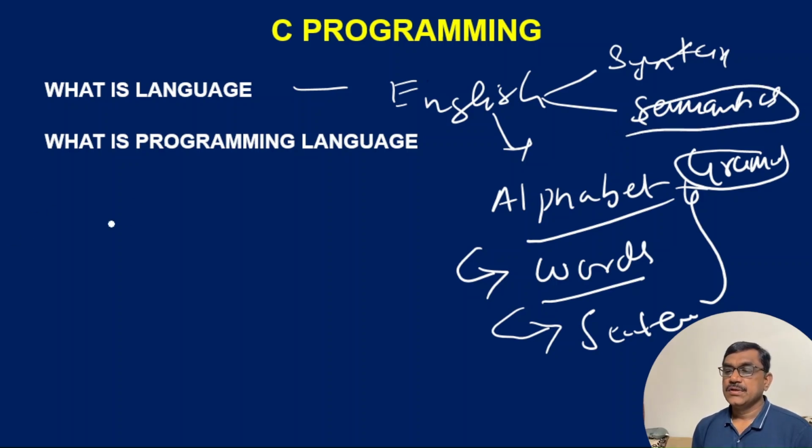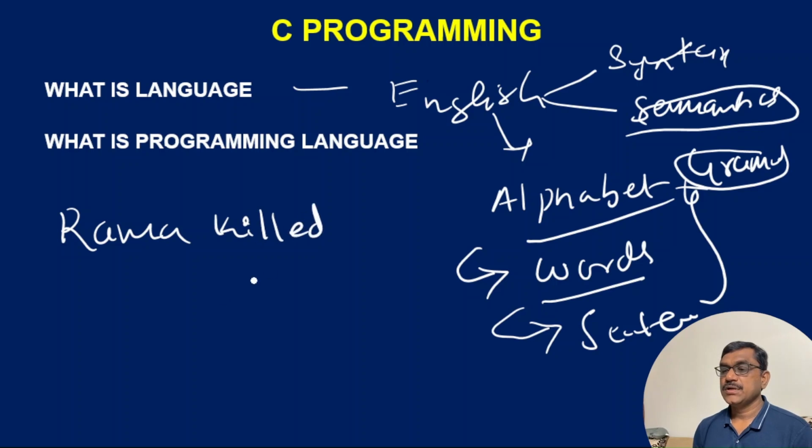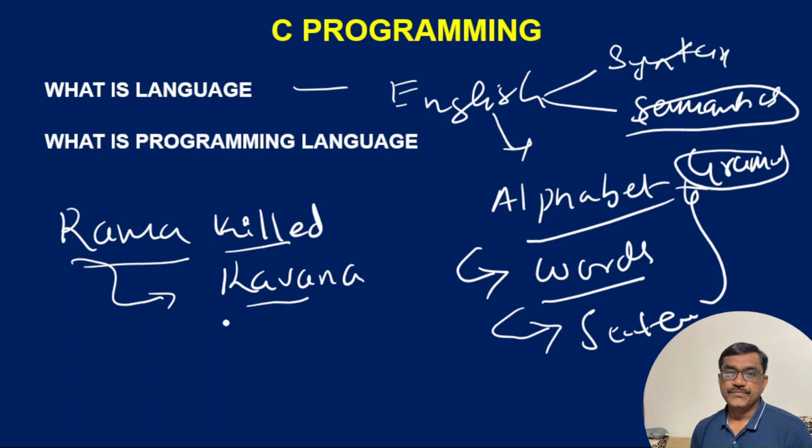For example, the statement I'm writing is: Rama killed Ravana. This is an English statement, and there is no grammatical mistake. From the epic of Ramayana, we know that Rama killed Ravana. So grammatically it is correct, and when you consider the meaning, it is also correct. So it is syntactically correct, and at the same time semantically correct.